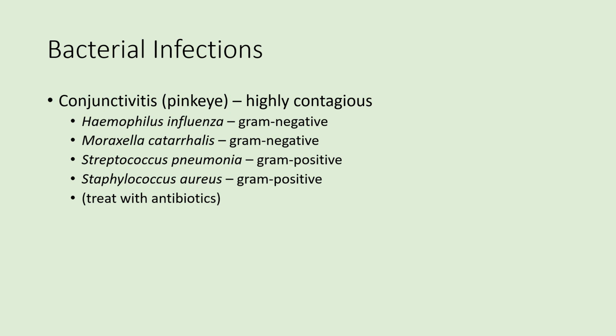There are several different things that can cause it. Haemophilus influenza, which is a gram-negative bacteria. Moraxella catarrhalis is a gram-negative. And then you've got Streptococcus pneumoniae, which is gram-positive, and Staphylococcus aureus, which is also gram-positive. All of these you can treat with antibiotics. Because it is highly contagious, you want to, number one, get a handle on it as quickly as possible, and don't be touching your eye. It may be itchy, you may want to, but don't touch your eye.